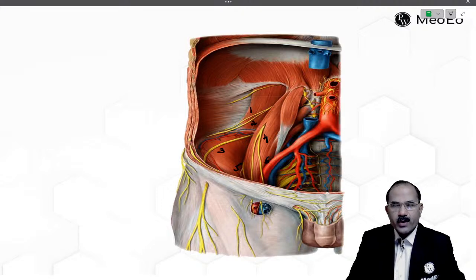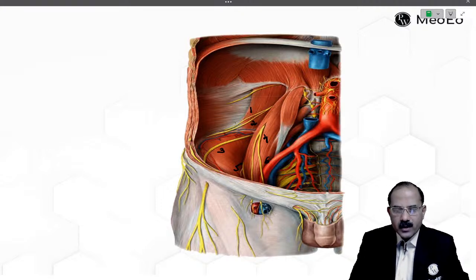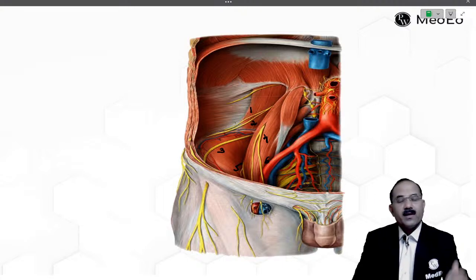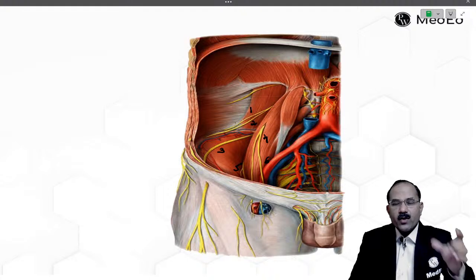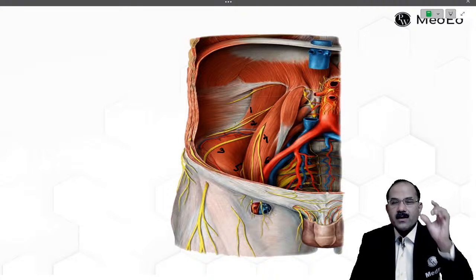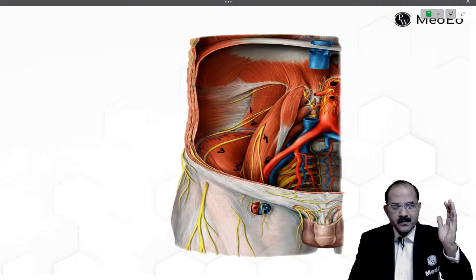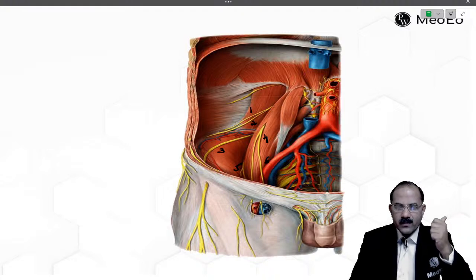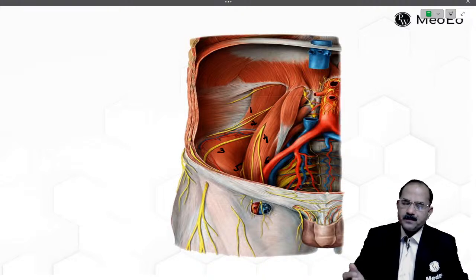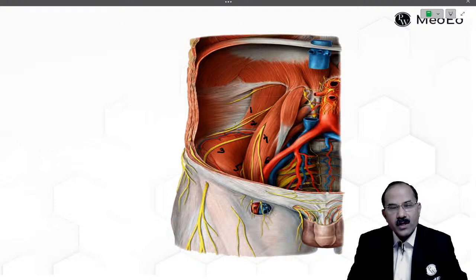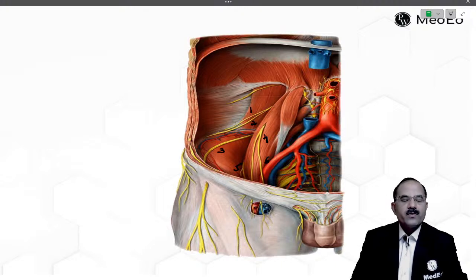What is number 2? Ilioinguinal nerve. Have you heard of the ilioinguinal nerve anywhere else? Inside the inguinal canal. It's a content of the inguinal canal. Ilioinguinal nerve, and in males it is with the spermatic cord, in females with the round ligament of uterus. Correct? The spermatic cord and ilioinguinal nerve, the round ligament of uterus and the ilioinguinal nerve. So number 1 is iliohypogastric, number 2 is ilioinguinal. What is number 3?